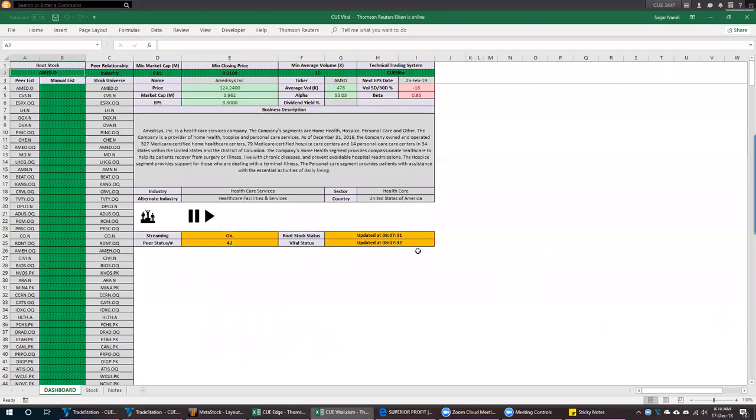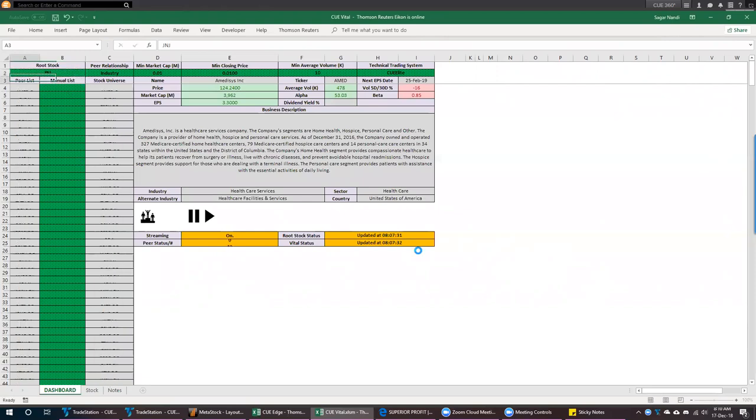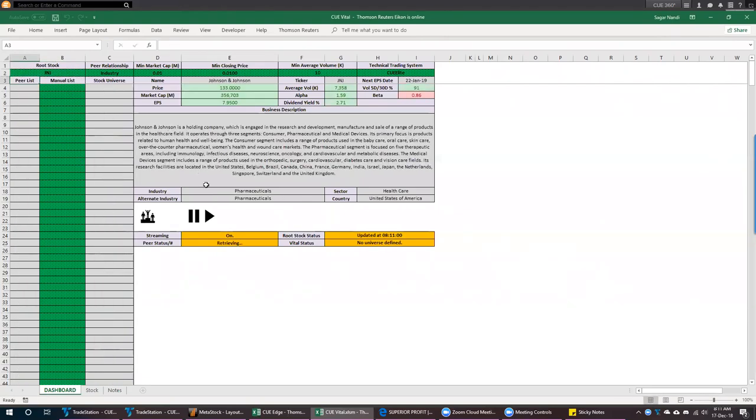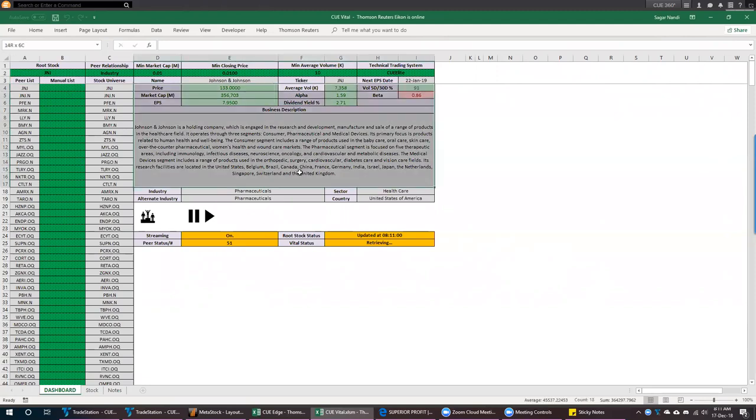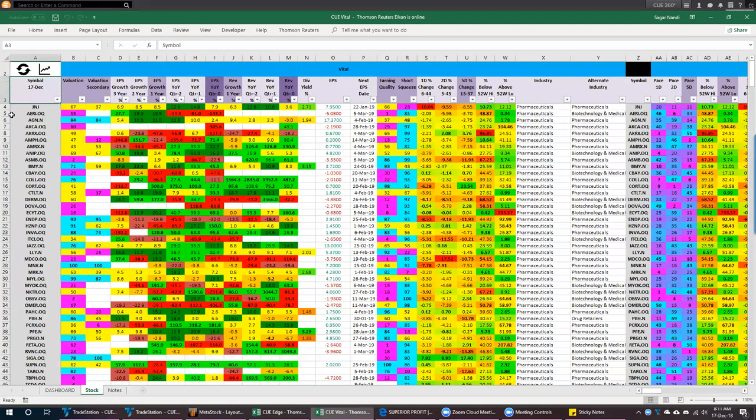Using Cube Vital, we can analyze fundamentals and peer analysis for any global stock. We can enter JNJ as the root stock. Press enter, it will do multiple passes. First, it will find basic information about the stock. Then it will find the peer stocks. And in the third pass, it will calculate vital statistics of all the peers. It has completed that. Let's look at the peer stocks.